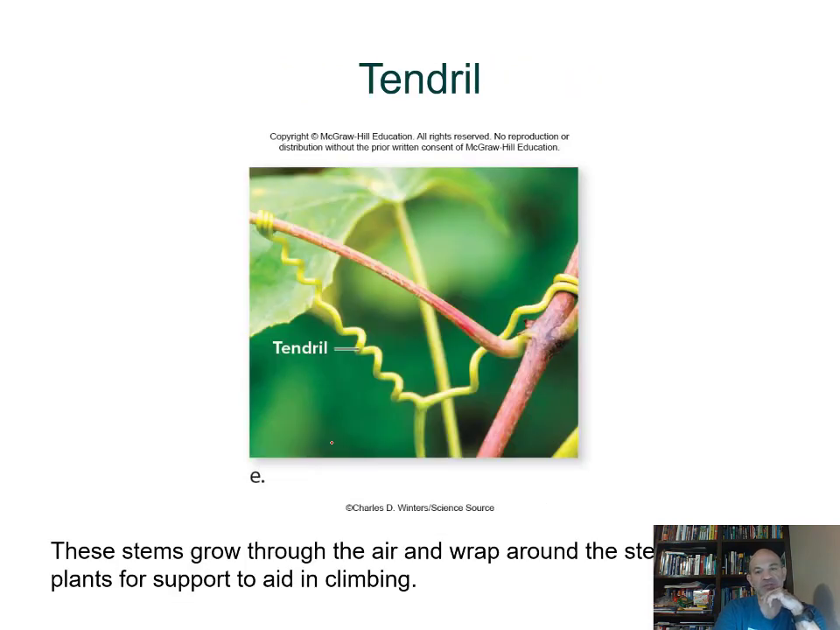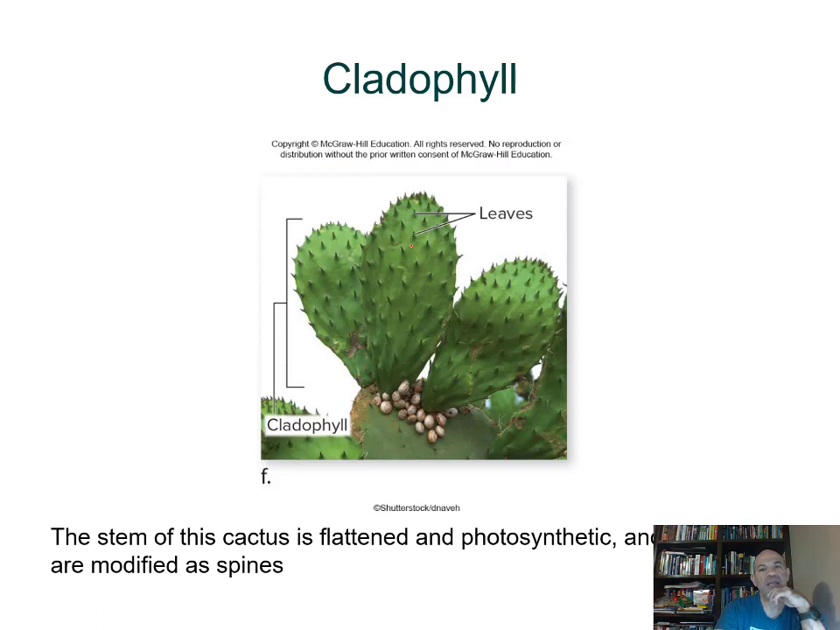Then you have the tendrils, and so you have a vine that's been growing, and you can see this tendril here, and the tendril is wrapped around the branch of some other species of tree, and that allows the vine to grow upward. And then here's your cladophylls.